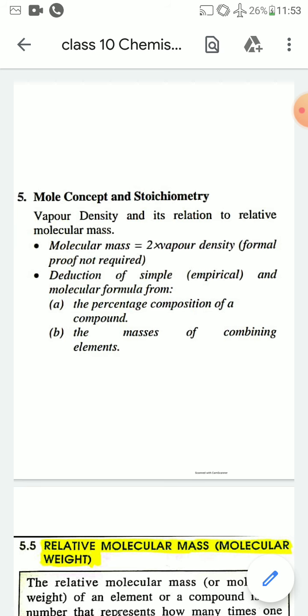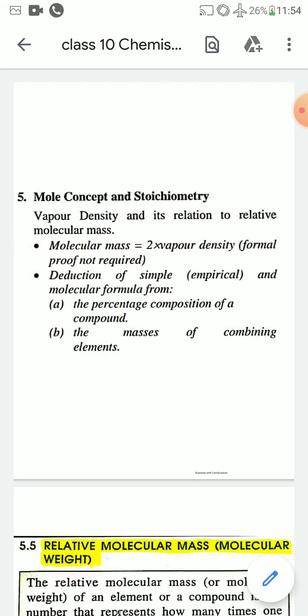Today I am going to start our new chapter, chapter 5 of class 10th chemistry. The topic is mole concept and stoichiometry. First, see the reduced syllabus. In this reduced syllabus, maximum portion is removed from your syllabus.